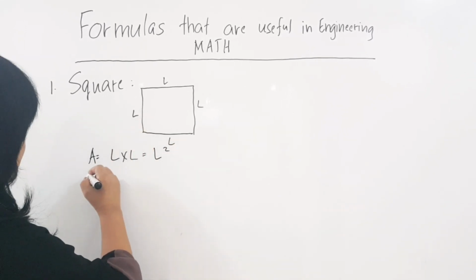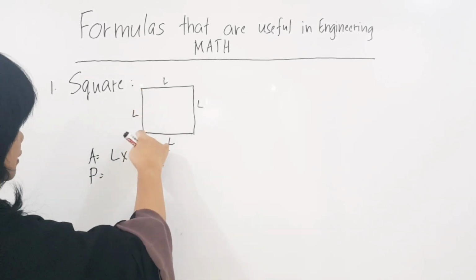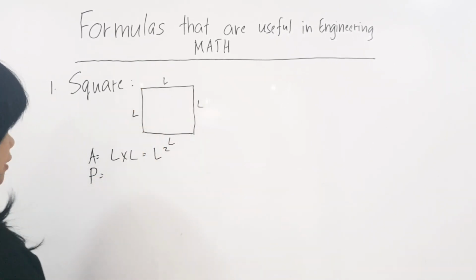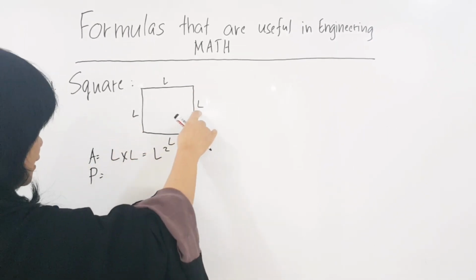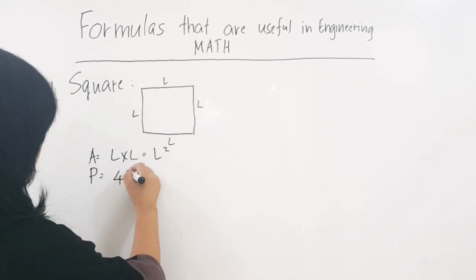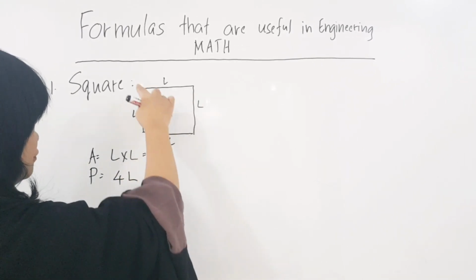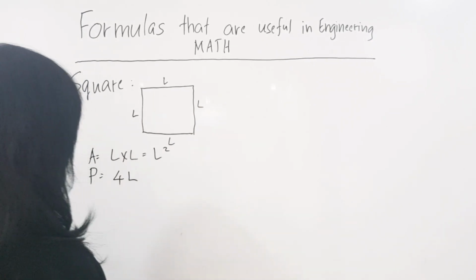Now, how about the perimeter? Perimeter means this one from here to here to here to here. Since the sides are equal, L plus L plus L plus L, the perimeter is equal to the length of the four sides, which is equal to 4 times L.